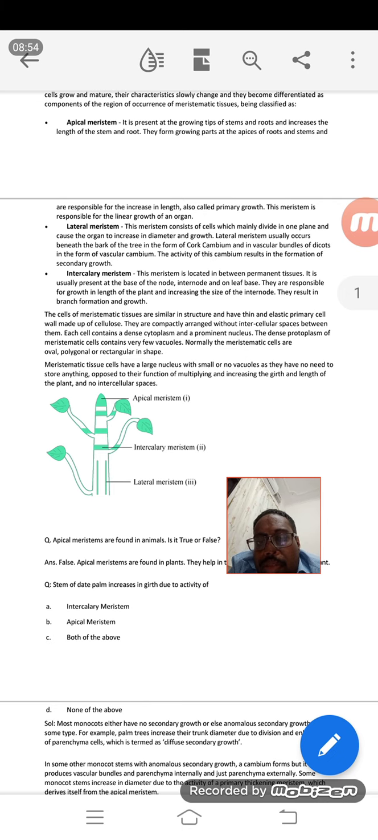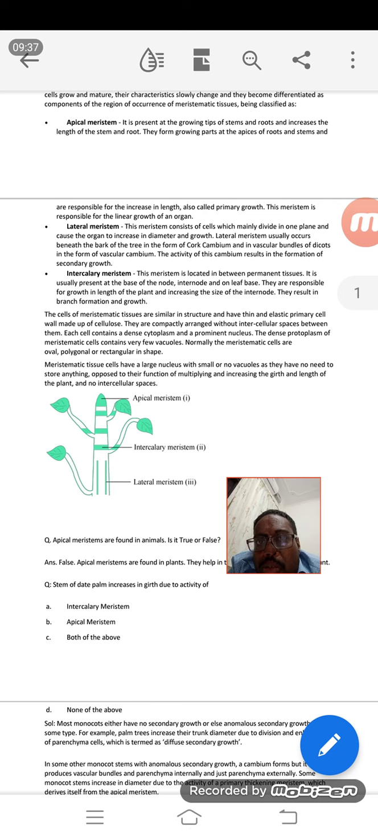So this is the main function. If the plant has to increase in height or length, the apical meristematic tissue must be active. If it is inactive, the plant can't increase in height. Coming to the lateral meristematic tissue, it will be found in one plane, and it will help to increase the diameter. And the intercalary meristematic tissue is found in between the nodes of a leaf base.